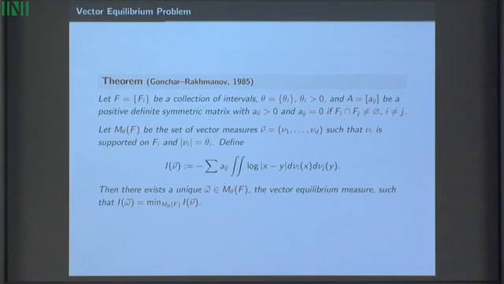You take the usual logarithmic mutual energy of two measures, weight it by Aij, and take the sum. In the classical case, when you have only one measure, it would be simply the log of 1 over |x minus y|. Notice I put a minus in front. dν(x) dν(y), which is the classical logarithmic energy that Andrei mentioned.